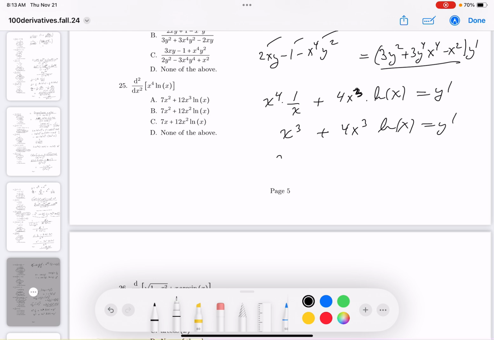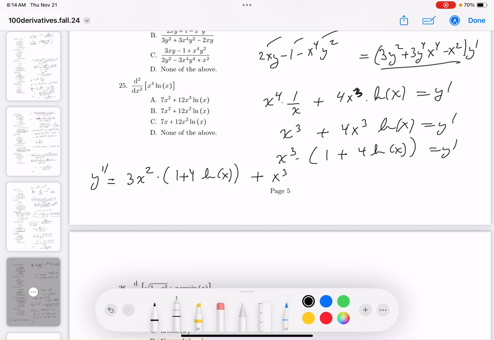I'm going to factor out an x cubed, by the way, because it might make it easier for me to take the derivative. It's going to be x cubed times 1 plus 4 natural log of x equals y prime. What's y double prime going to be? Well, let's see. I'm going to say 3x squared times 1 plus 4 natural log of x, plus x cubed times the derivative of the inside, which is going to be 4 over x.